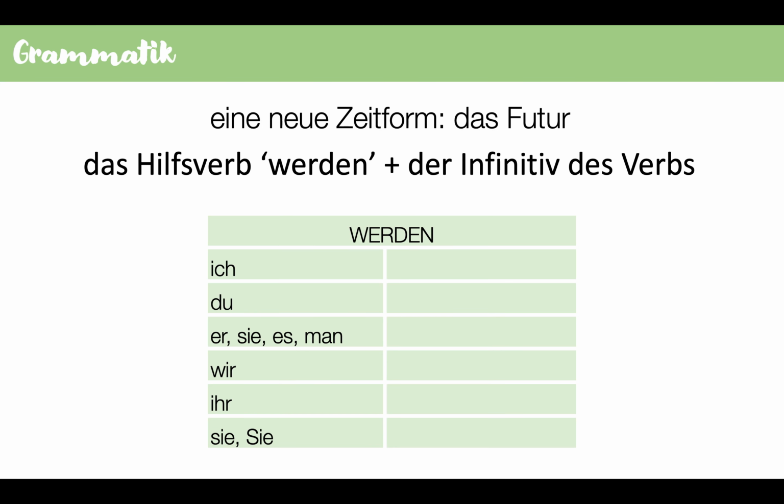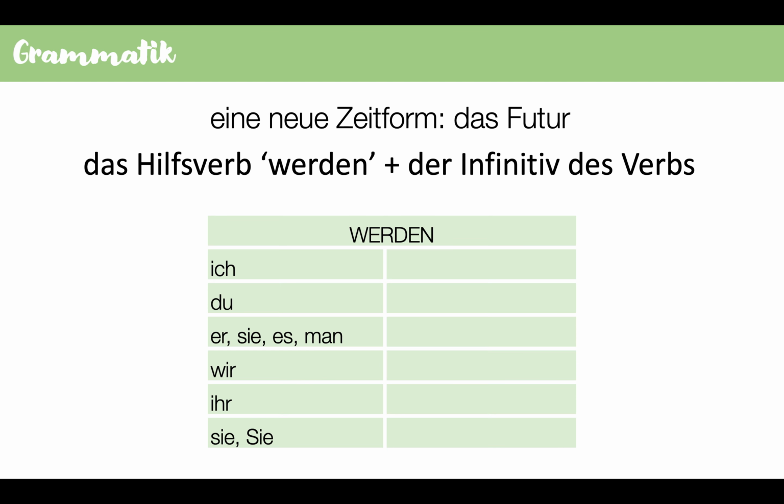Let's start with the grammar. You have this little thing on your sheet. So we're going to learn eine neue Zeitform, das Futur, a new tense, the future. So we're going to use das Hilfsverb, werden. Hilfsverb is an auxiliary. In German, it literally means a helping verb. So it's a verb that helps you form the tense. Und der Infinitiv des Verbs, the infinitive of the verb.